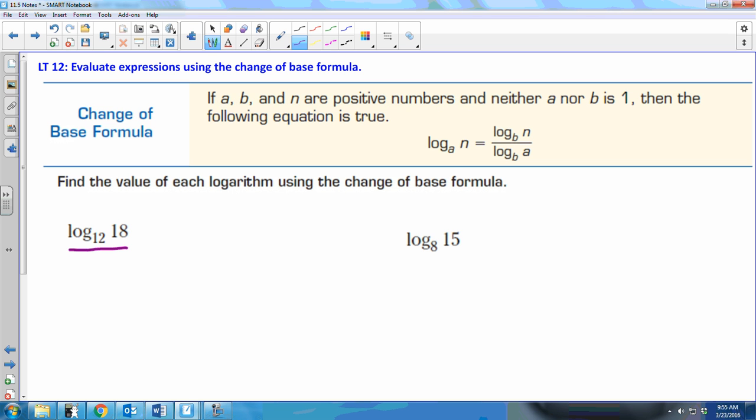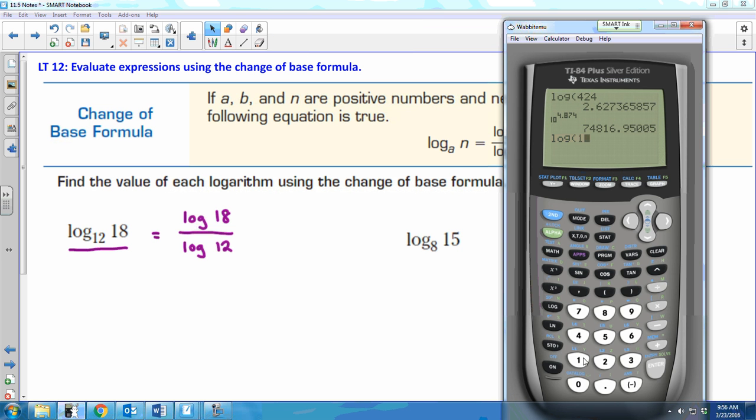And the change of base formula says I can do that by taking log base 10 of 18 and dividing by log base 10 of 12. So log base 10 of 18 divided by log base 10 of 12. We get 1.163.